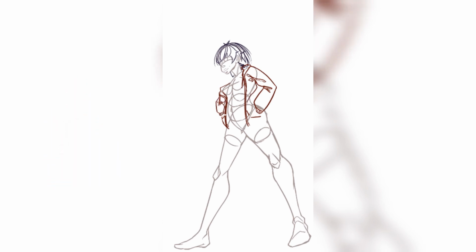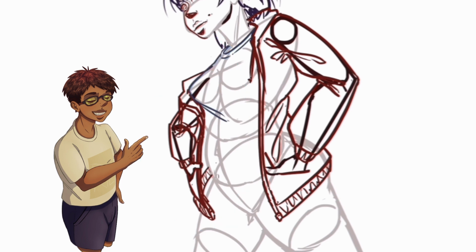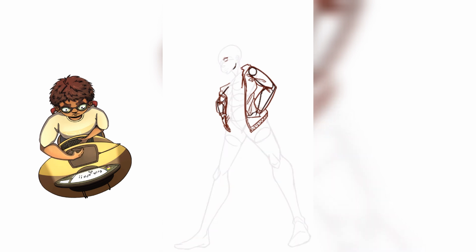Now, here is the mistake I was talking about. Her right arm doesn't look natural. I don't know if it's just me, but it feels very unnatural. I ignored it at the time, but I would come back to it in the line art process.